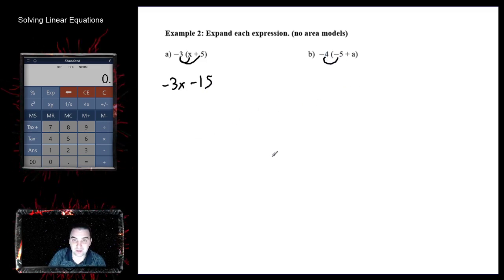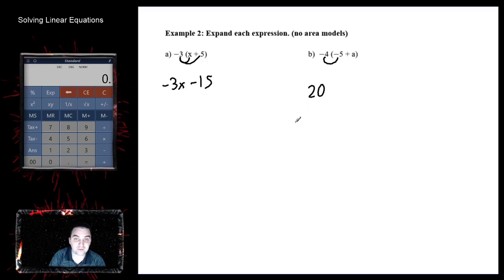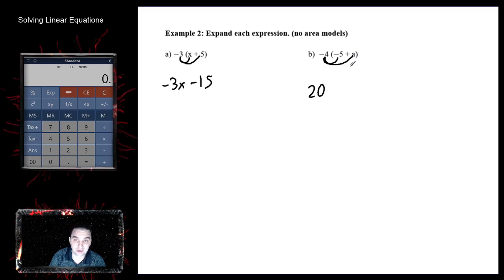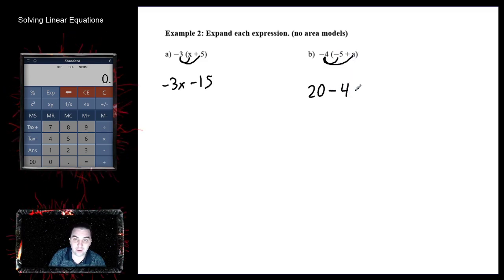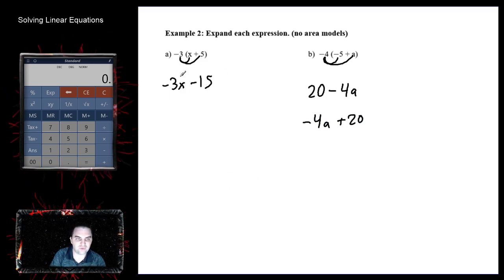Minus 4 times minus 5. Two negatives make a positive, and 4 times 5 would be 20. So that's positive 20. Then I do the next. Minus 4 times a is minus 4a. And remember, it's pretty standard to put your variable in the front, so you should actually represent this afterwards as minus 4a plus 20. And this one's just fine on its own.